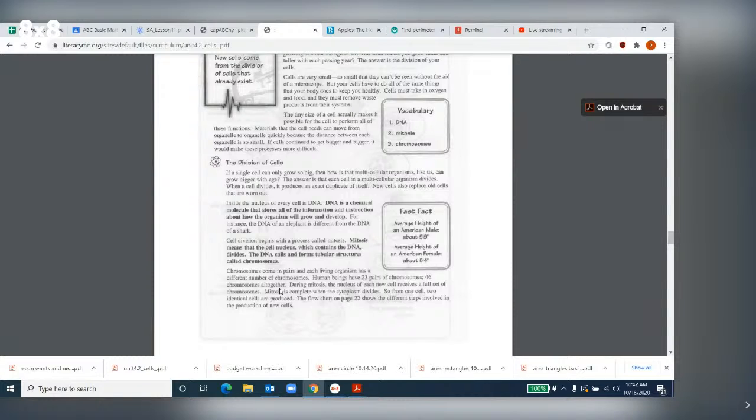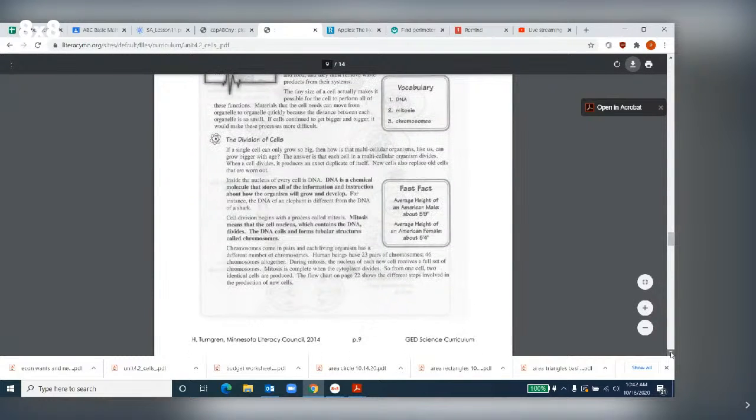During mitosis, the nucleus of each new cell receives a full set of chromosomes. Mitosis is complete when the cytoplasm divides. So from one cell, two identical cells are produced. And the flowchart on page 22 shows the different steps in the production of new cells, and I'll show you this.